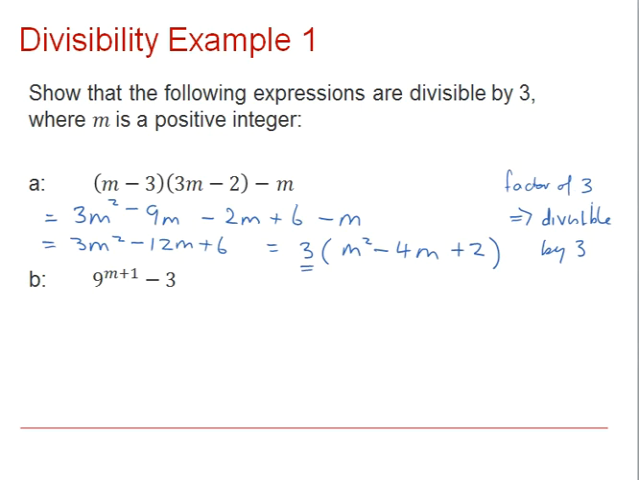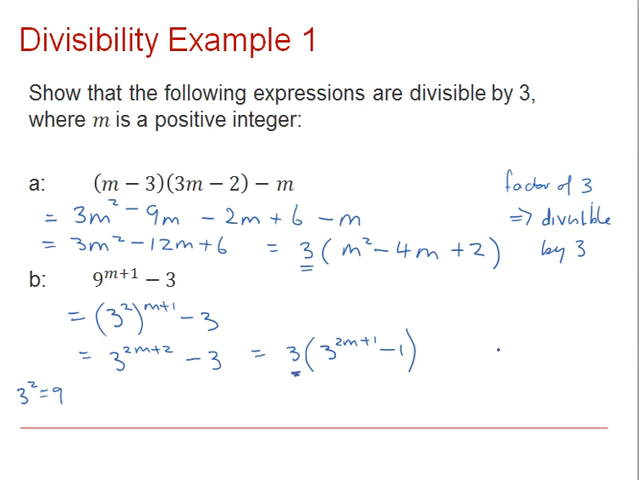In the second example, we're also trying to do the same thing. If we can show that there is a factor of 3, then automatically we've shown that the expression is divisible by 3. Well, you may remember that 3 squared equals 9. So we're going to use that fact and write that as 3 squared to the m plus 1 minus 3, which if we want to we can write as 3 to the 2m plus 2 minus 3. And then if we just take out a factor of 3 again, that just becomes 3 to the 2m plus 1 minus 1. And once again we have this factor 3 here, so that same statement that if you've got a factor of 3 therefore it's divisible by 3 also holds for the second expression.